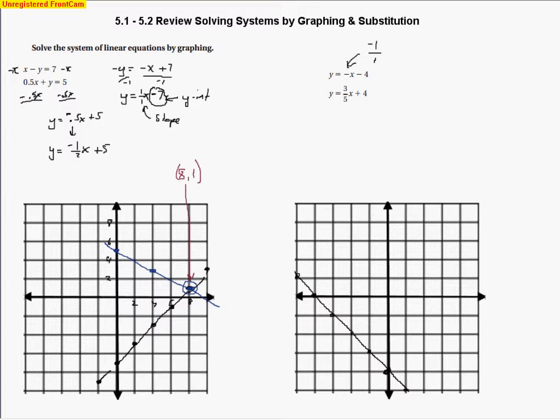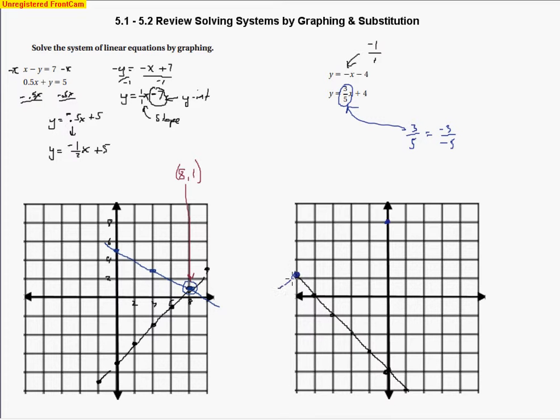So the next line ends up having a positive 4 as the y-intercept, so it's up here, and this slope is 3 to 5, so I'm going up 3 spaces over 5, but I can't fit it there, so I'll go the other way. Down 3, 1, 2, 3 over 5, 1, 2, 3, 4, 5, so 3 over 5, this means positive 3 to 5 is also the same thing as negative 3 to negative 5.